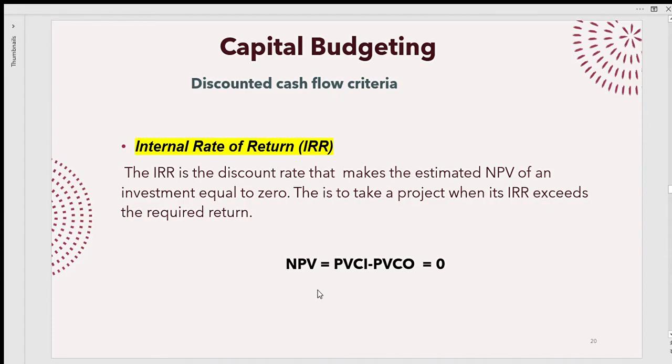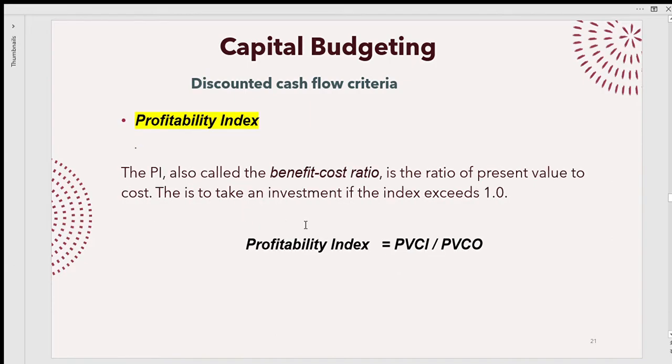Here, you take the project when IRR exceeds the required rate of return, because your IRR should exceed the required rate of return. If your required rate of return is 8% or 5% and your internal rate of return is more, 10% or 12%, then certainly you will go for that project. And we will do the empirical problems on that. You can see them in other videos.